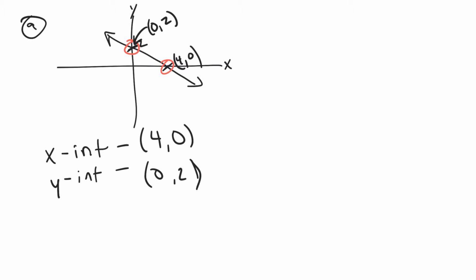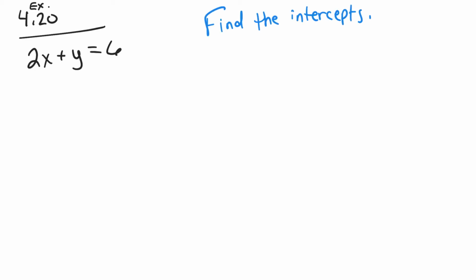So far we've learned that the x and y intercepts are the two places where the line crosses the x and y axis, and when we identify those, we identify them with coordinates. So if we have a picture of the line and we're asked to find the intercepts, we simply look for the places where it crosses the x and y axis. Now, if we have an equation of a line, like in example 4.20 on page 448, things are a little bit different. We don't have that picture to look at.